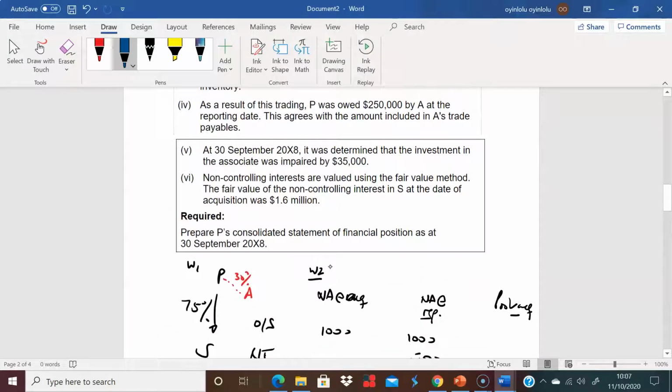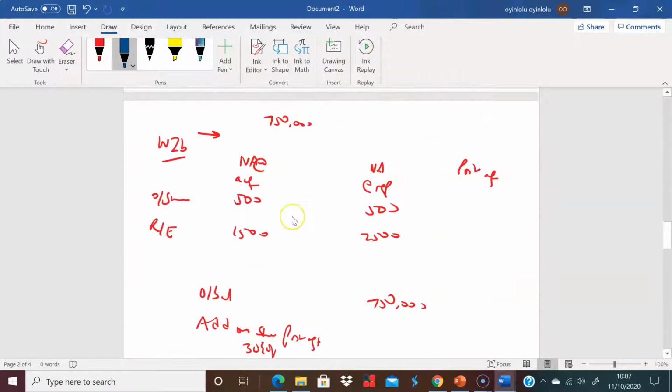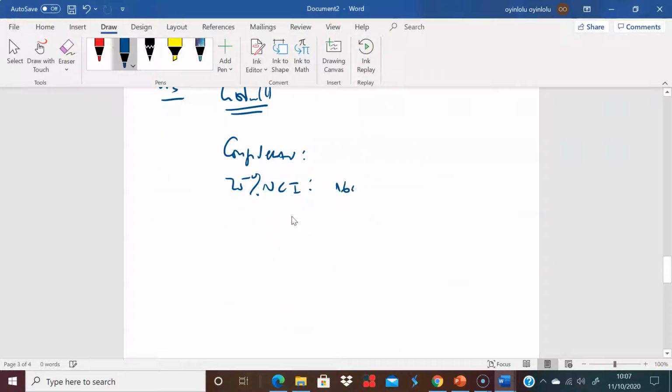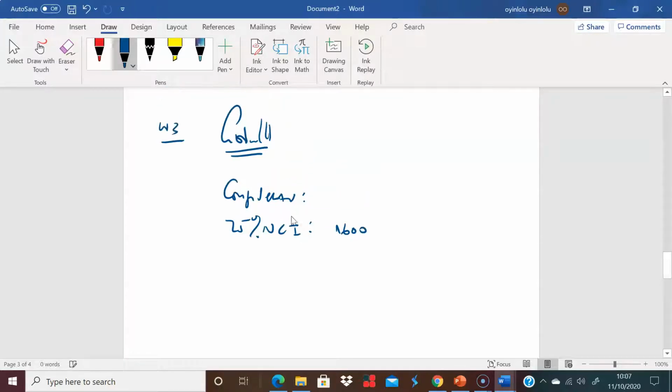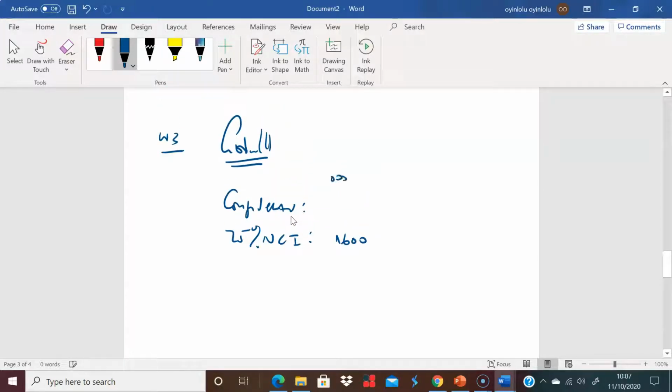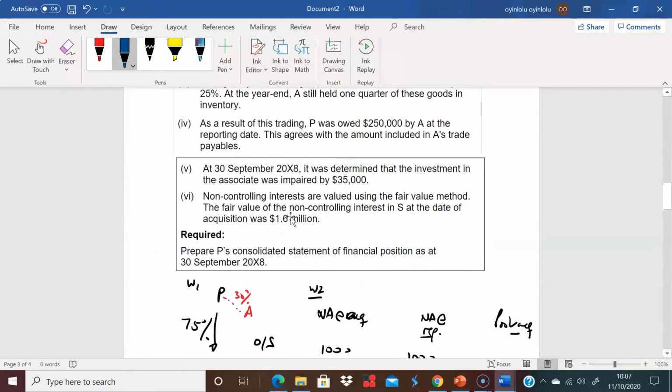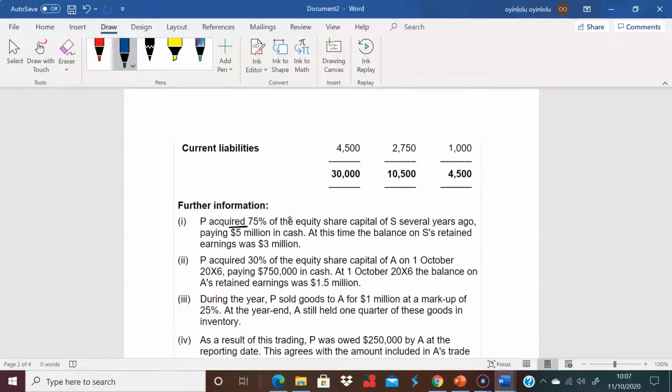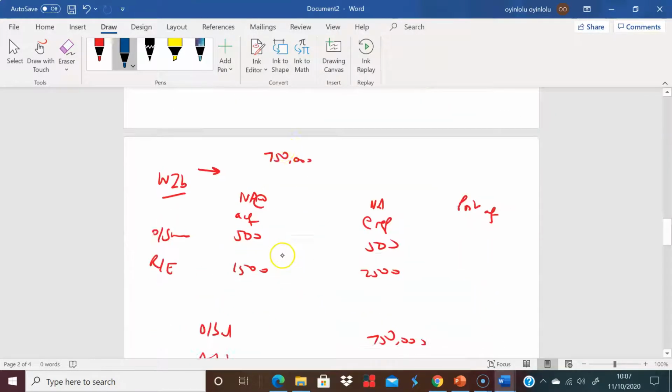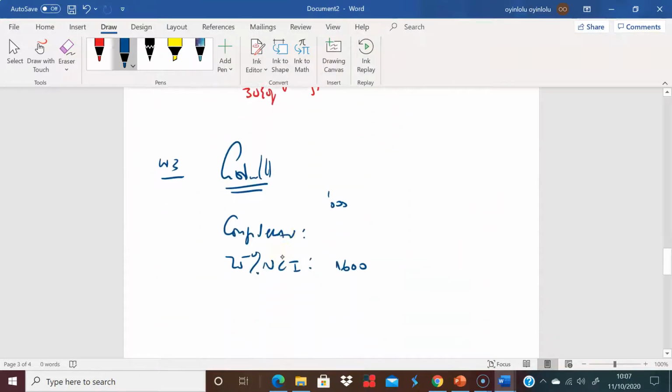It says here non-controlling interest is valued using the fair value method. The value of the non-controlling interest was 1.6 million at acquisition. So this is 1.6 million. I'll just put the zeros on top, that's 0, 0, 0 over here. Consideration is given to us. It tells us that you paid 5 million in cash. So we have here 5 million. You own 75%, so we have a total of 6,600.